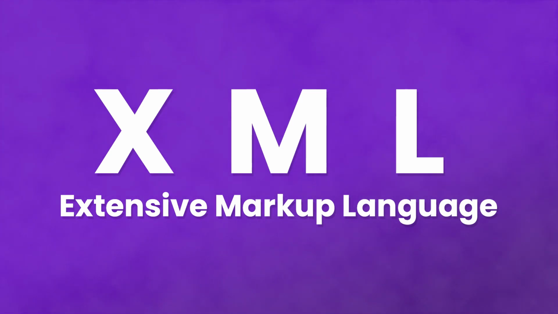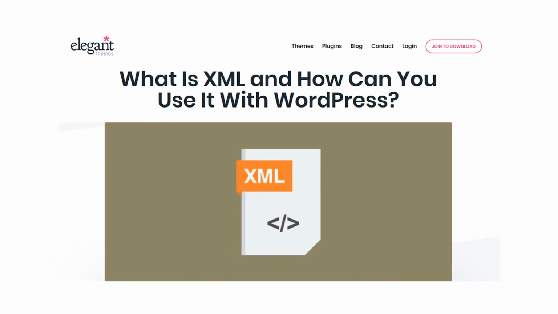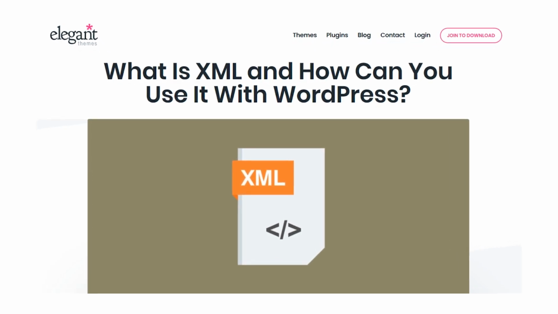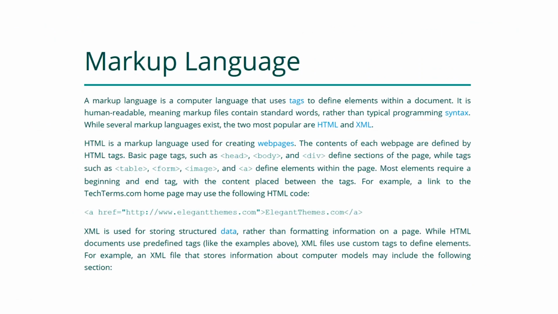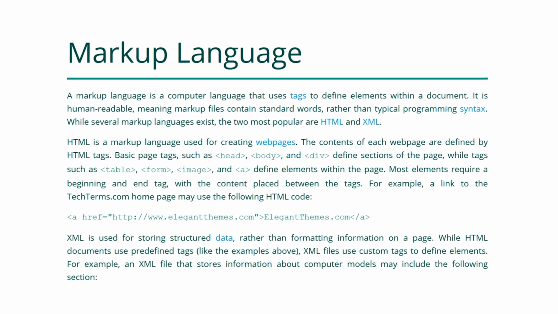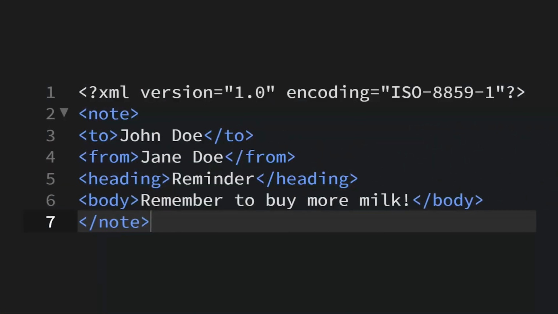Extensible Markup Language is everywhere. In this video, we're going to talk about XML and a few of the ways you can use it in WordPress. XML is what's called a markup language. That means it's a language based on tags to add information to elements within files. Here's an example of a simple XML snippet.